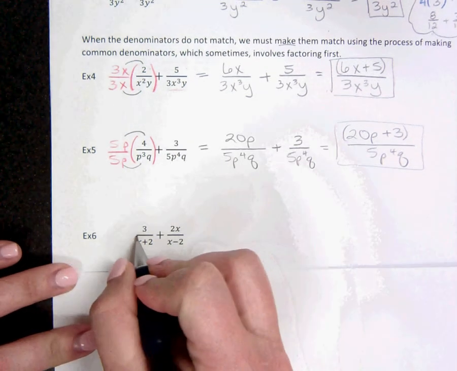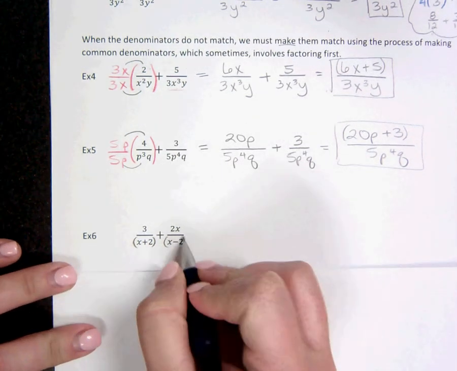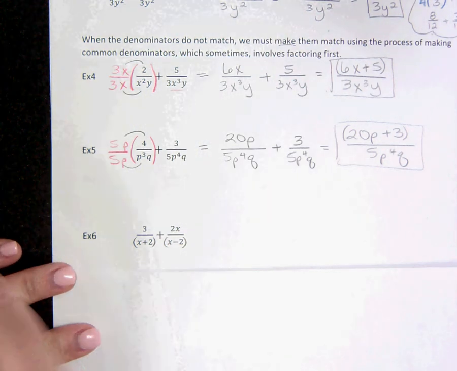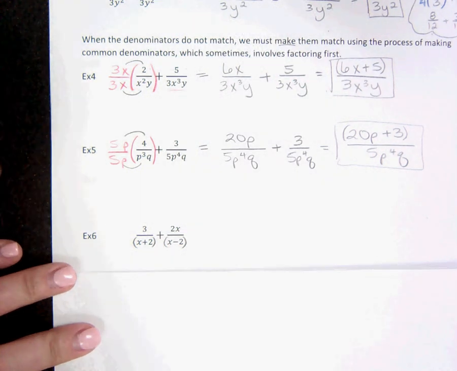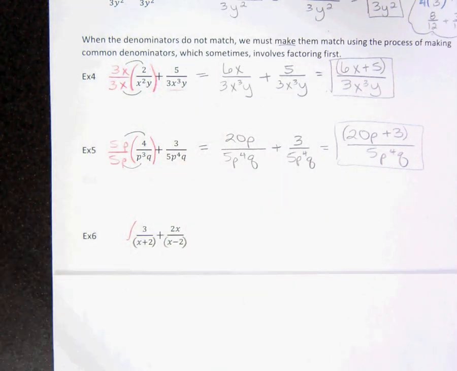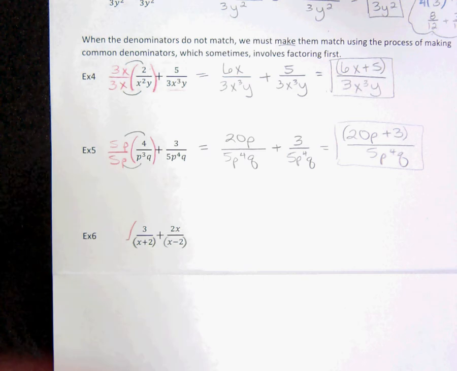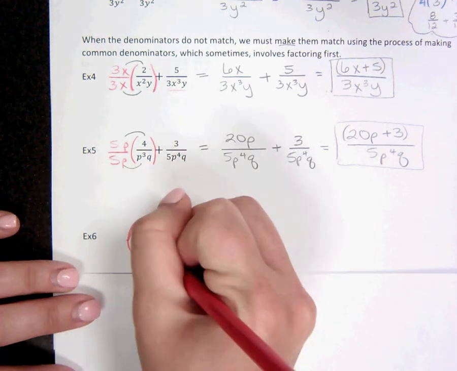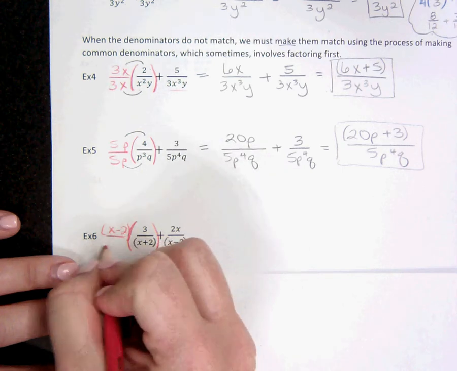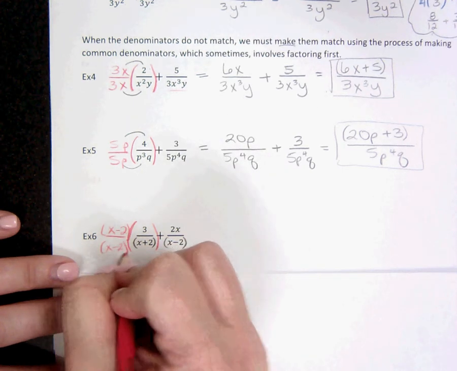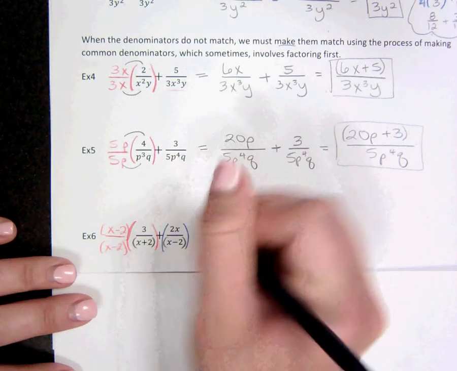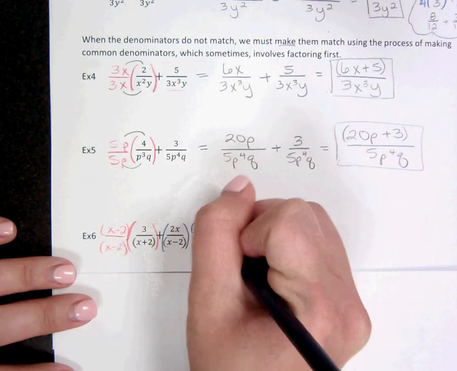Let's look at example 6. We have x plus 2 on one denominator and x minus 2 on the other. Those are two distinct binomials. So the first fraction, we'll get x minus 2. And you might want to do this part in a different color. The second fraction, we'll get x plus 2.